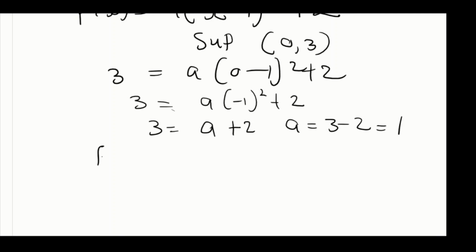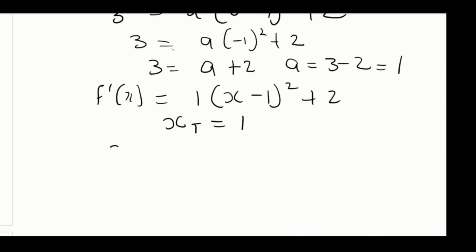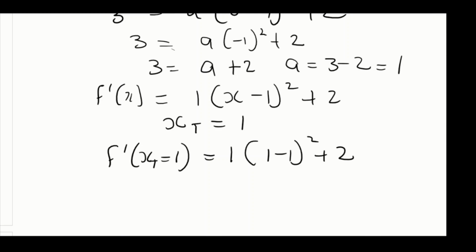Then your f prime of x is equal to 1 times (x minus 1) squared plus 2. But we know that the x value of the turning point is equal to 1, so we can substitute that value here. So f prime of x, the tangent, is equal to 1 times (1 minus 1) squared plus 2. So 1 minus 1 will give you 0, meaning you have 0 plus 2, which is equal to 2. So this is the gradient of your tangent.